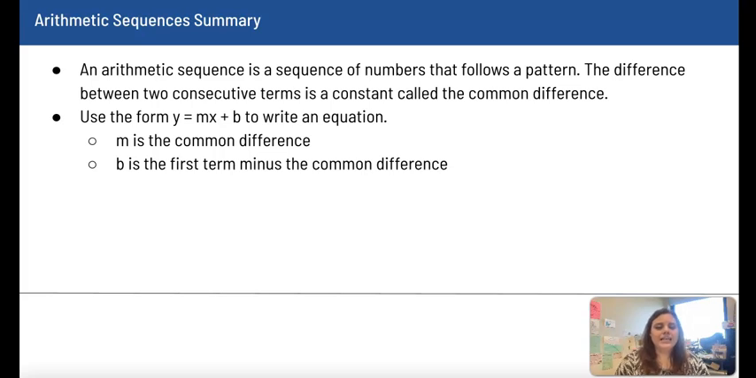To summarize, an arithmetic sequence is a sequence of numbers that follows a pattern. The pattern is that the difference between two consecutive terms, one right after the other, is a constant number called the common difference. We'll use the form of y equals mx plus b in order to write an equation to represent an arithmetic sequence, where m is going to be the common difference and b is the first term minus the common difference. Please make sure to fill in the blanks of your notes so that you have this summary complete.